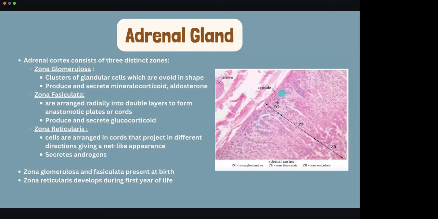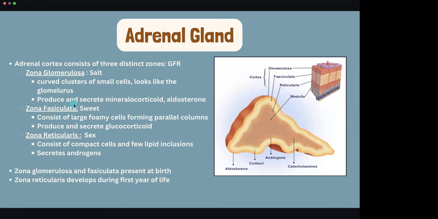Look at them here. They're curved and they look like the glomerulus. And this part produces what? Mineralocorticoids like aldosterone. The zona fasciculata produces glucocorticoids, and the zona reticularis produces androgens. So how I remember these is salt, sweet, sex. Salt, sweet, sex, and GFR is the way you can remember which parts come first and what they produce.